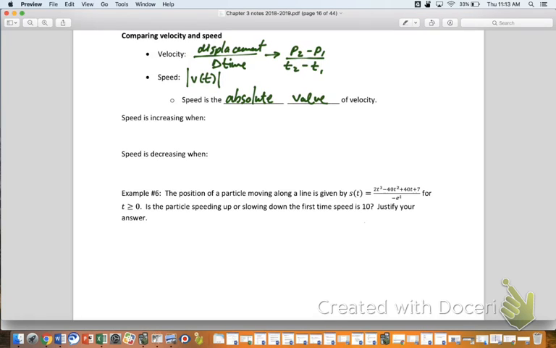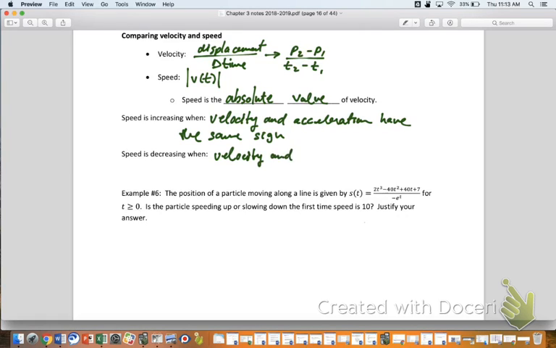So let me give you a principle here and then I'll try to illustrate it. Speed is increasing when velocity and acceleration have the same sign. Velocity and acceleration having the same sign means that speed is increasing. So what would you guess would go along with speed decreasing? When they have different signs. Yep, so velocity and acceleration have different signs.